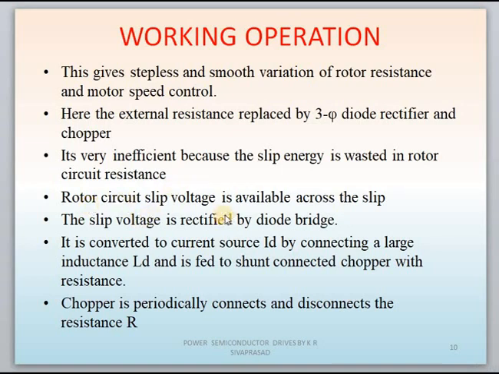And the third one is the rotor circuit slip voltage is available across the slip rings. The slip voltage is rectified through the diode bridge, and it is passed through a DC link. Through that DC link, we are producing almost a constant DC link current Id through the chopper. Then the chopper is periodically turned on and off, that is, periodically connecting and disconnecting the resistance. That means you can vary the duty cycle of the chopper, and you can vary the resistance value from 0 to the maximum value R. The variation of resistance value depends on the duty cycle of the chopper. We will see the analysis part also.